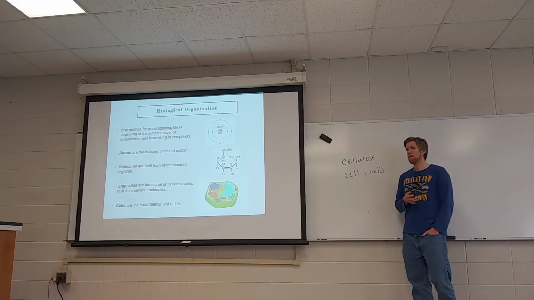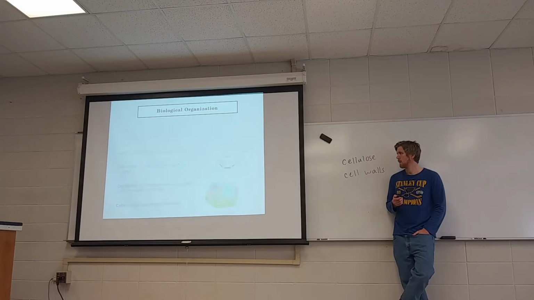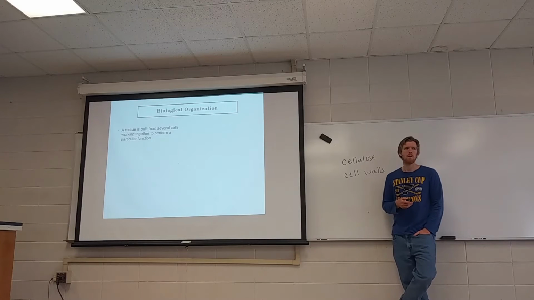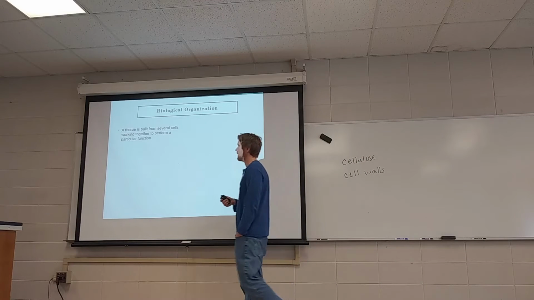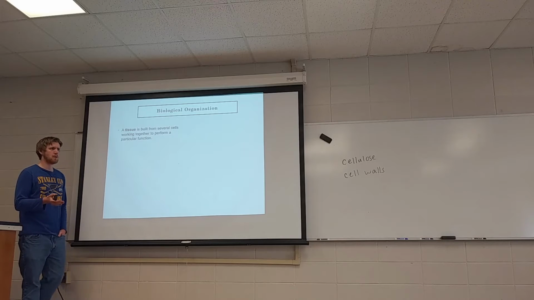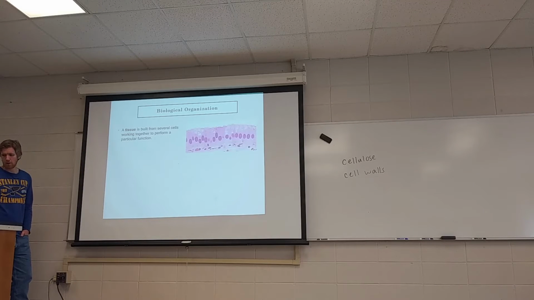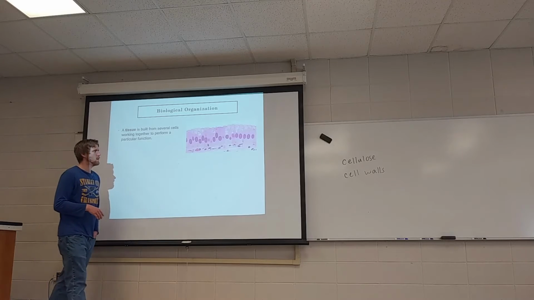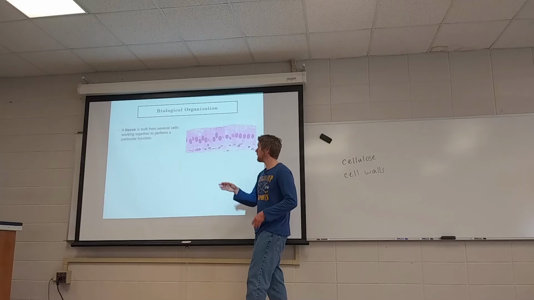What happens when you get a bunch of cells interacting with each other? Well, you get what are called tissues. A tissue is a bunch of cells together working on a particular function. Here's a microscope image, magnified, of an intestinal tract.